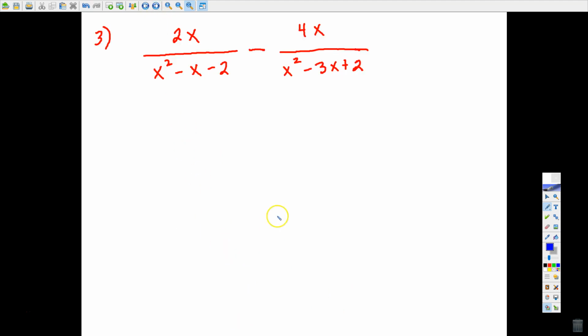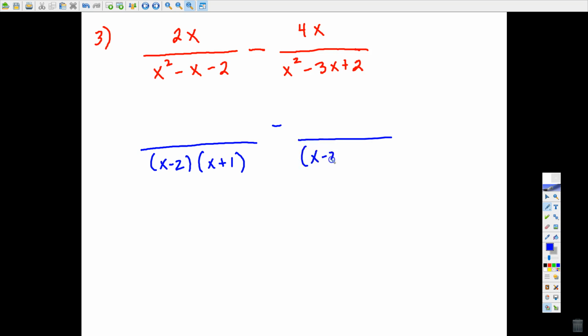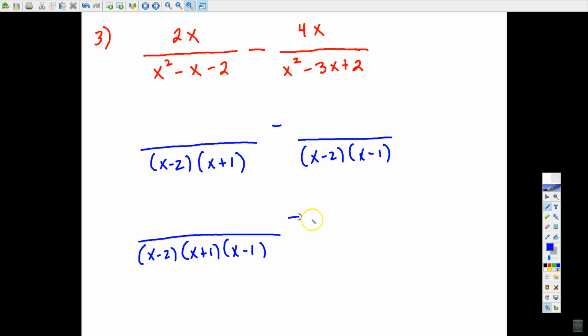So let's work on number 3. We need to factor these denominators so we can come up with the LCD. So there's the left denominator factored, and here's the right one factored. And coming up with the LCD, we're going to combine these basically, and we don't have to repeat any already common factors. So there's the LCD. Write it twice, and we'll divide into each one.